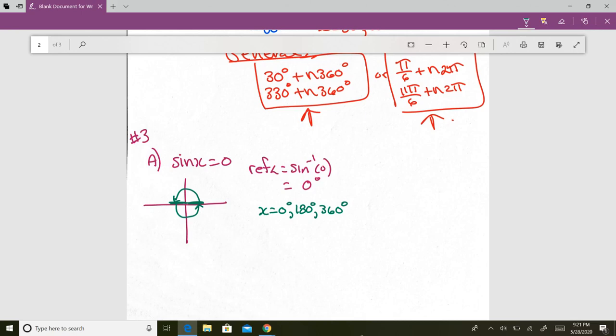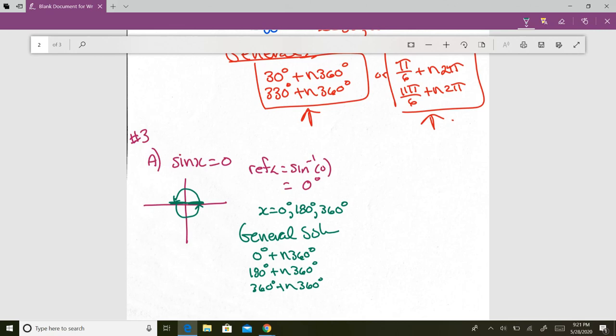If they ask for the general solution, just take your three answers and add multiples of the period. Period of a sine graph is 360. So it's 0 plus n 360, 180 plus n 360, or 360 plus n 360.